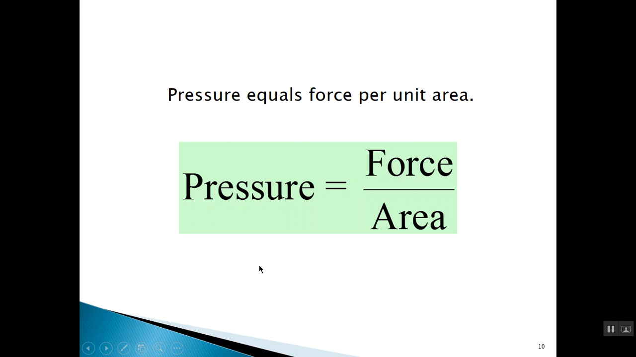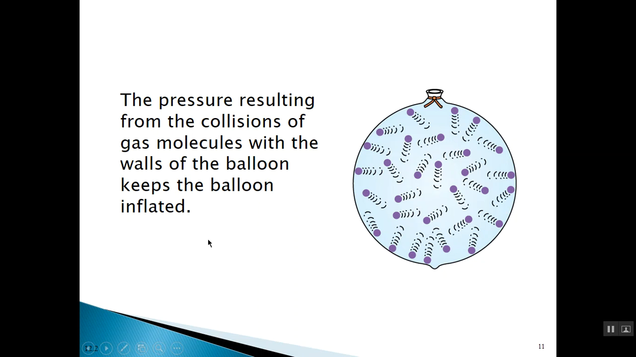But there are some other units for pressure, which we're going to see shortly, which are very commonly used in science. So we're going to see that as well. So let's talk about how pressure is exerted by a gas using the kinetic molecular theory.